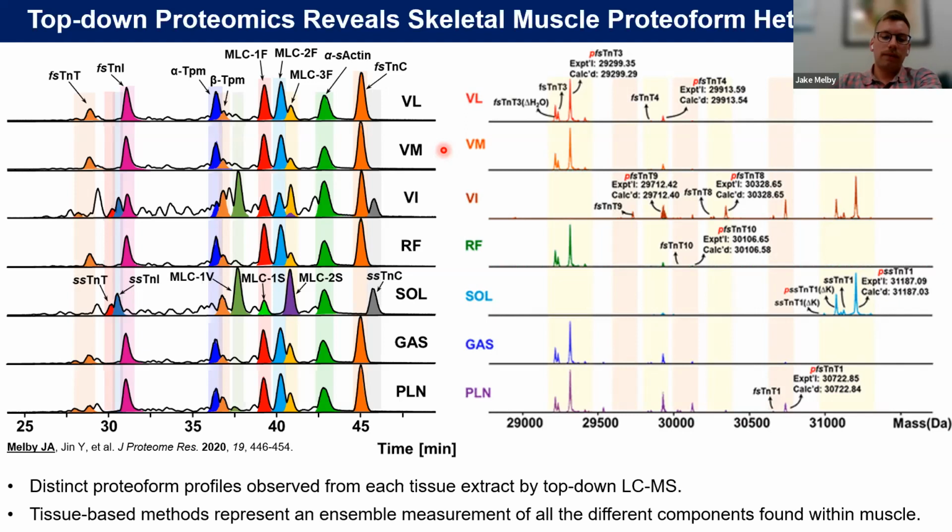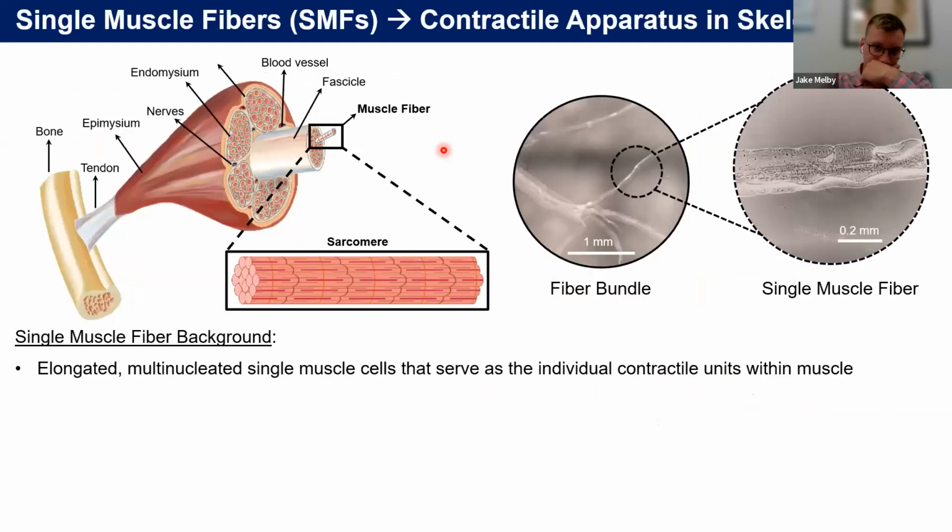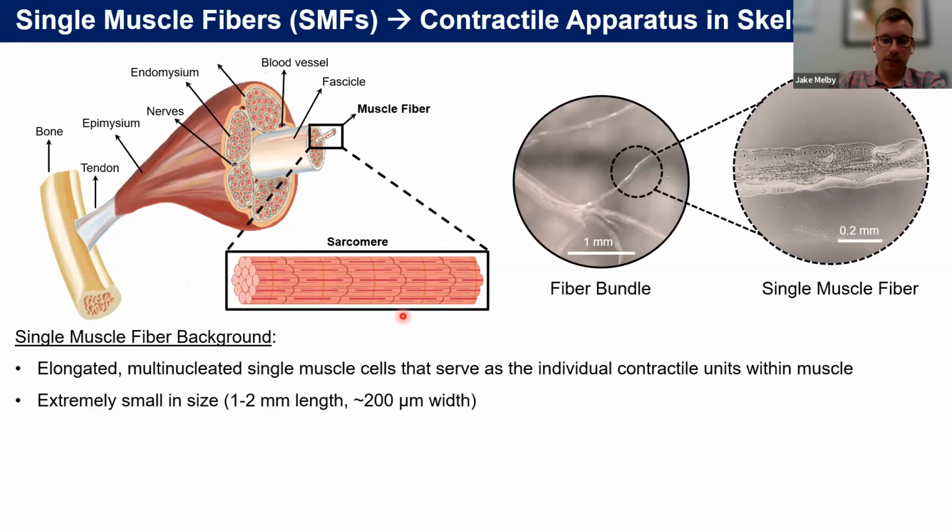So our measurements, and this is true for any tissue measurement, are more of an ensemble measurement of everything that's going on in the system. It would be extremely beneficial to be able to do this at the single fiber level, which is where I'm headed. So single muscle fibers are the contractile apparatus within skeletal muscle tissue. They're elongated and multinucleated single muscle cells that serve as the way that muscle contracts. They're really small, 1 to 2 millimeters in length and 200 microns in width.